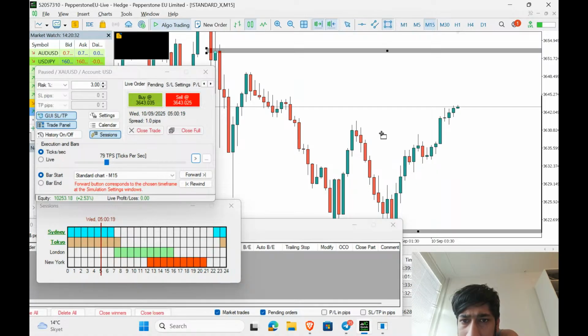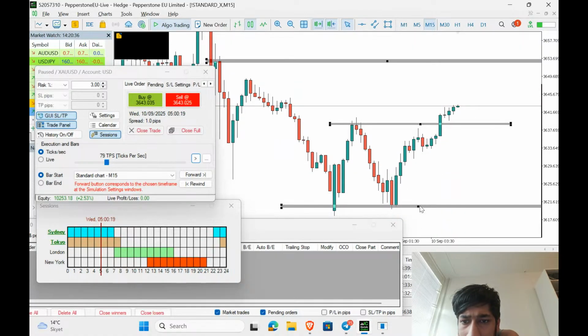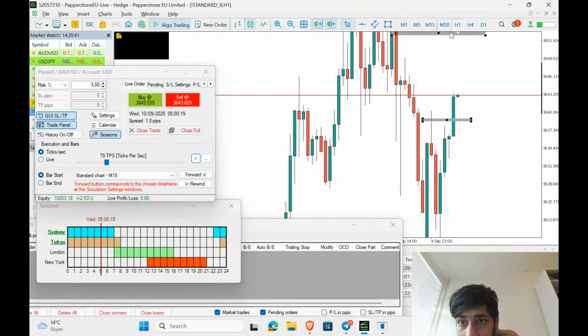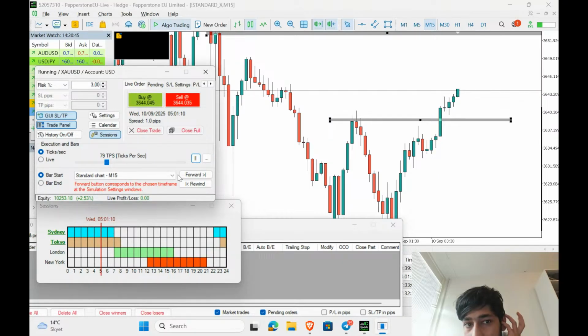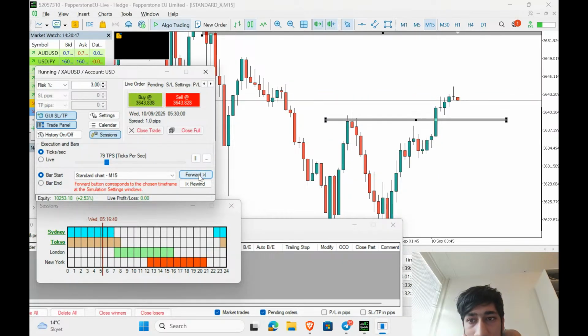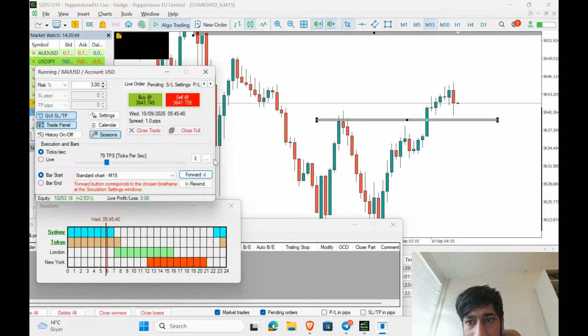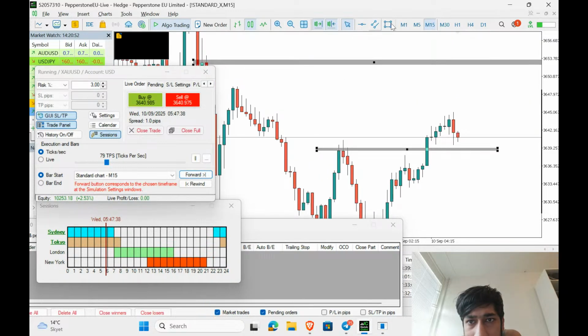15-minute, nothing. We are just in the middle of the range. So what is the structure right now? I can't understand the structure, to be honest. So I just have to wait. Wait for what? Something that I understand. Because I also have rejection right over here.